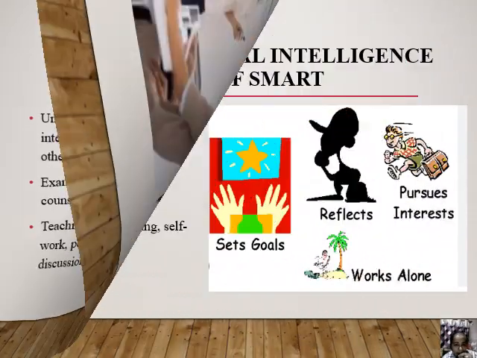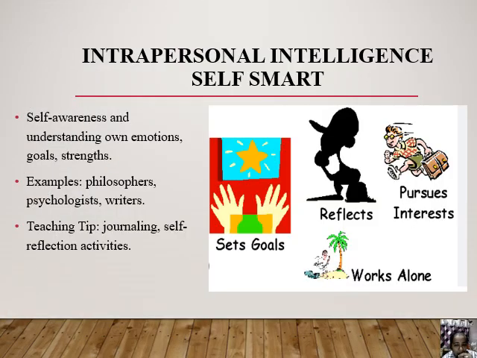Next, intrapersonal intelligence, or we can say self smart. As you can see in this picture, they are good at setting goals. They reflect on their activities. They pursue their interests, and they have good self-awareness and a good understanding of their own emotions, their own goals and strengths. For example, philosophers, psychologists, writers.